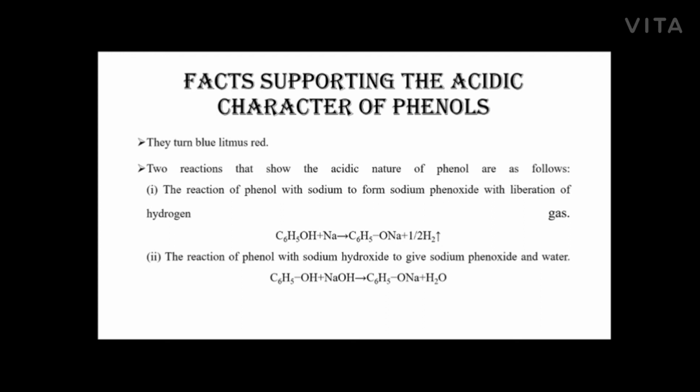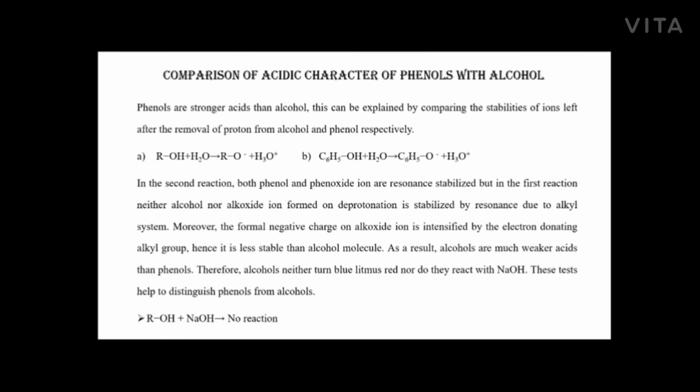Next is the reaction which shows the acidic character of phenol. If we treat phenol with sodium metal, there is a liberation of dihydrogen gas, which also proves it has an acidic character. And the reaction of phenol with sodium hydroxide liberates sodium phenoxide as well as water as a byproduct. This also supports that it has an acidic character.